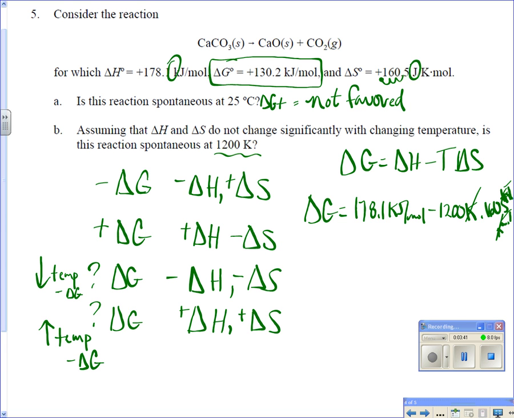So when you work that problem out, you end up with a negative 14.5 kilojoules per mole for your delta G. So what do we see? We see a negative, which means it's favorable. It's got leftover free energy, so it can be spontaneous, or what we now call thermodynamically favorable.